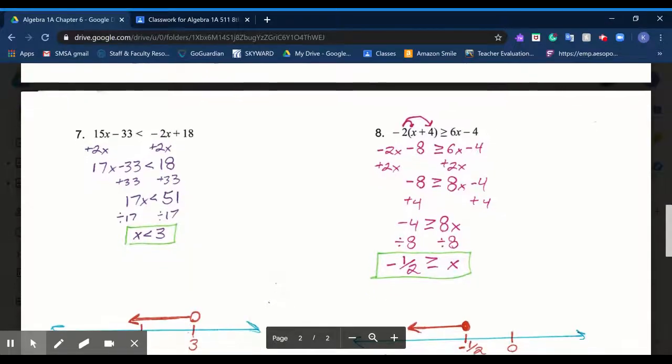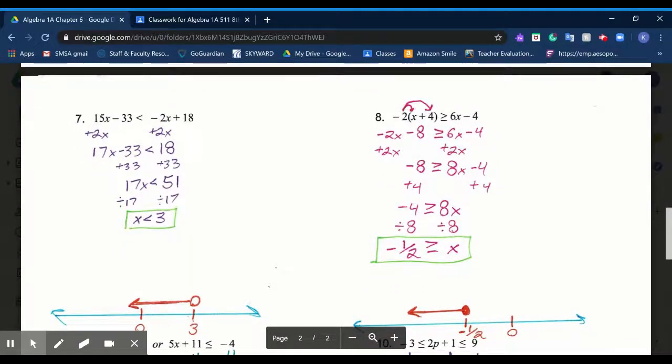Now with 7 and 8, because we have variables on both sides, what you want to do is get the variable to one side and then solve for the variable. So in 7, the first thing was add 2x to each side. Then add the 33 to each side, giving us 17x is less than 51. Divide by 17, and x is less than 3.